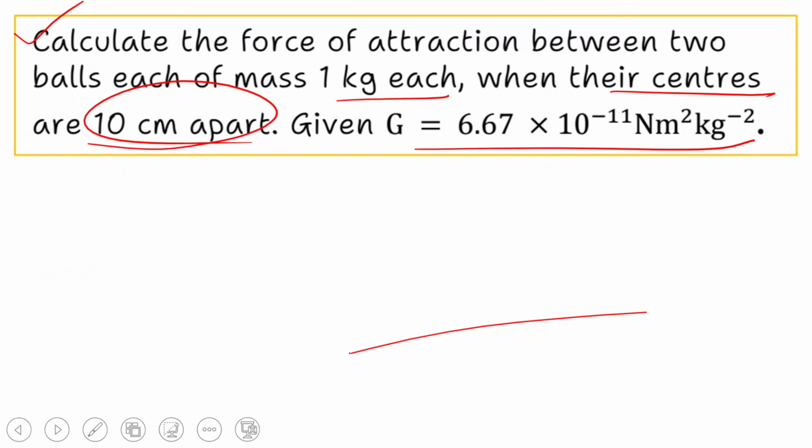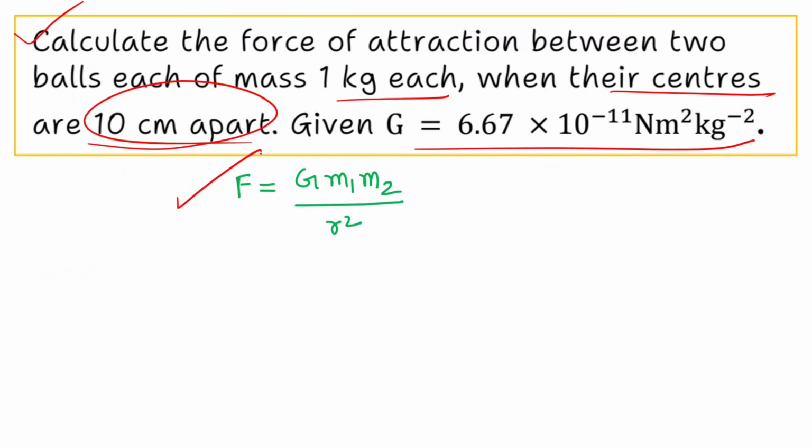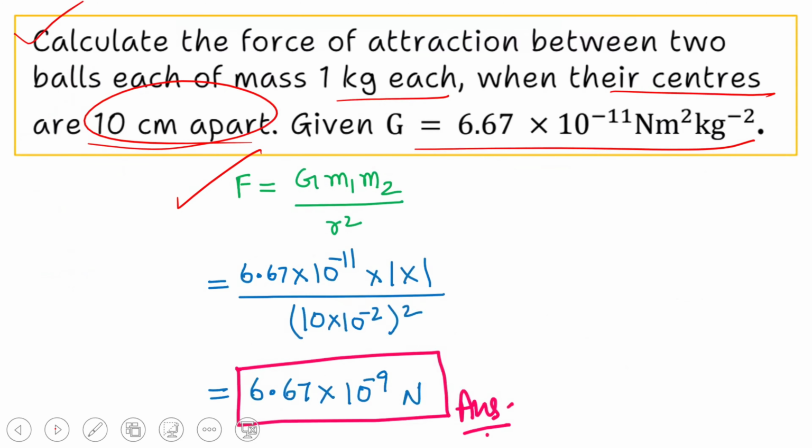What is the expression? See, this is the formula. Okay, all the values are given. You just place the values and get the answer like this. So F is equal to 6.67 into 10 to the power minus 9 Newton. This is the answer.